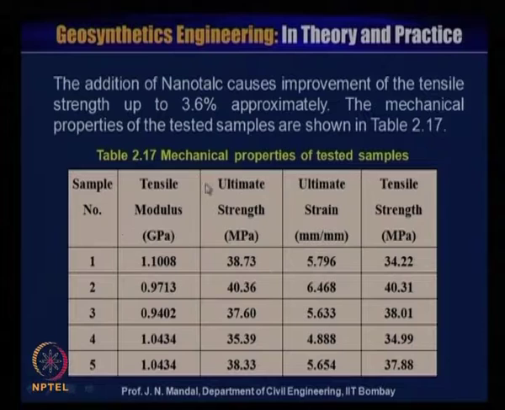The mechanical property testing is given for the different samples 1 to 5: tensile modulus, ultimate strain, and tensile strength have been determined. You can see that this is the tensile modulus 1.1008, ultimate strength is 38.73 MPa, the ultimate strain is 5.796 millimeter per minute, and tensile strength is 34.22 megapascal. Like this, the other samples are also given in the table.